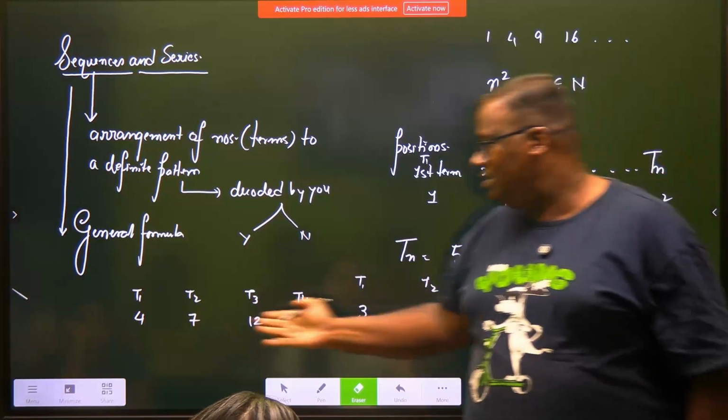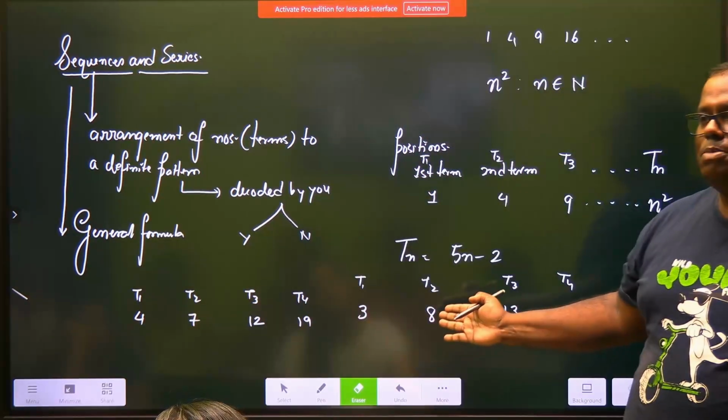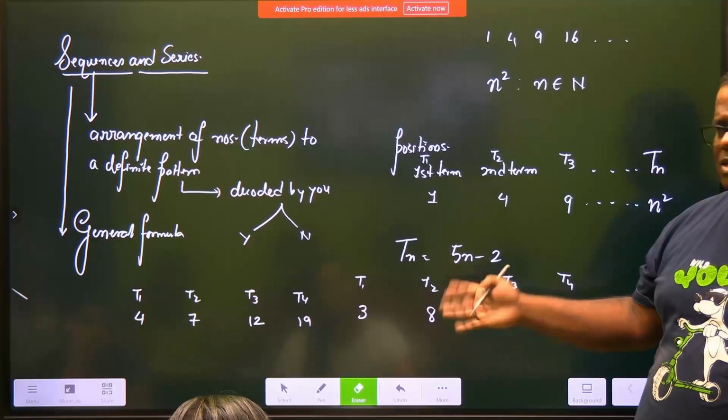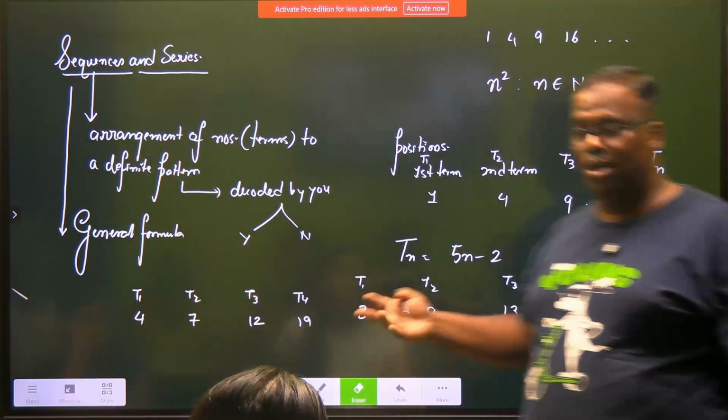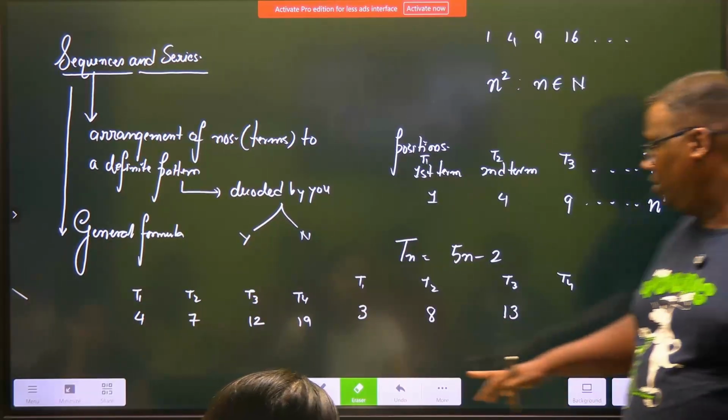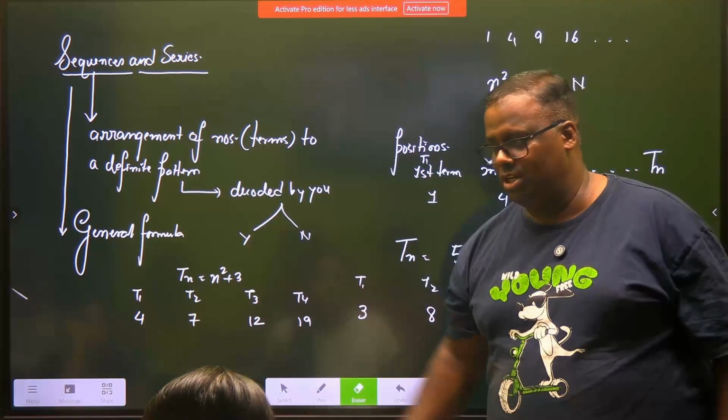Usually when someone gives you numbers like this, the pattern will not come out immediately. There are some techniques. CBSE does not do them. In Cambridge we do this. Like if you have a square term, or a cube term, then how to find it out. So we actually had a square general term.